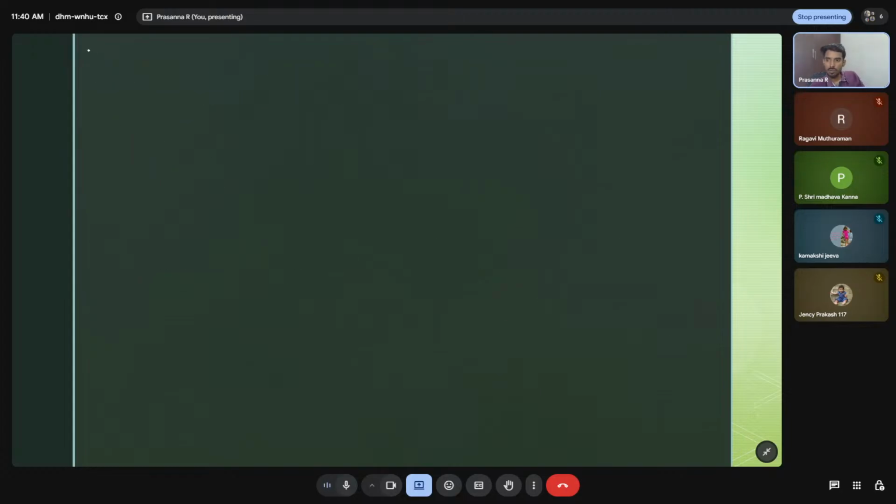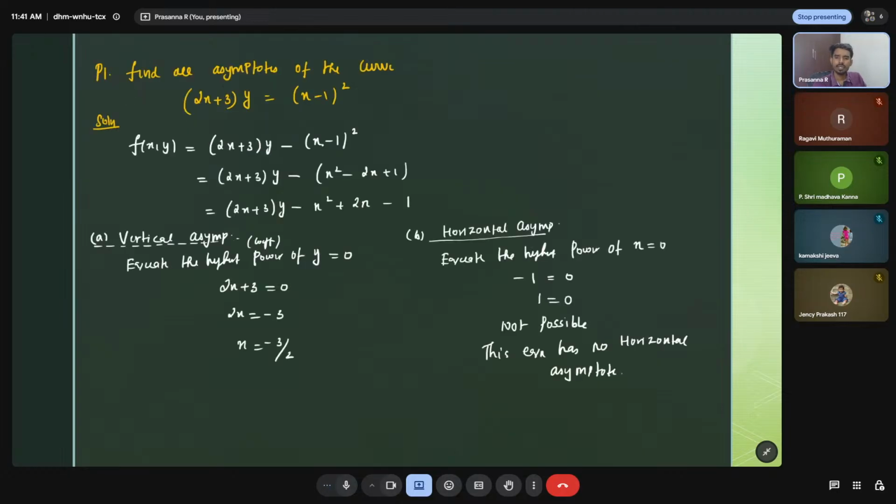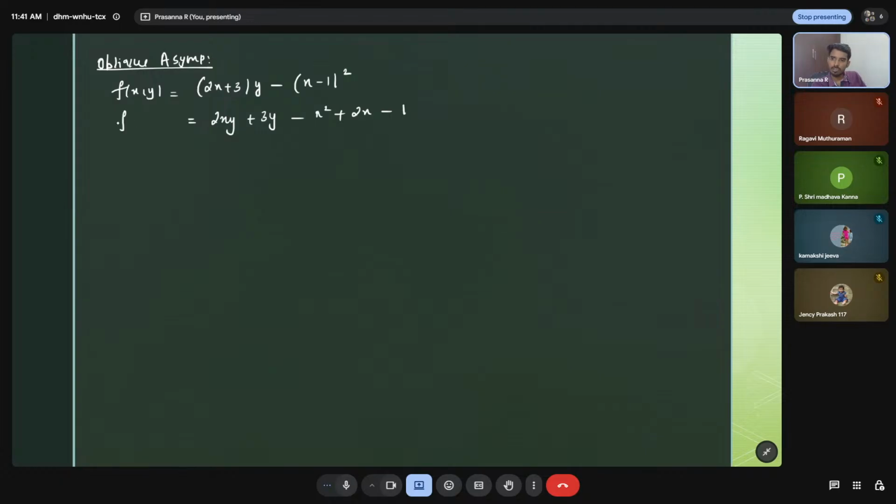Now we will find all oblique asymptotes. Right? So what is our function f of x comma y? It is 2x plus 3 times y minus x minus 1 whole square. So we have 2xy plus 3y minus x square plus 2x minus 1, right? So this is our phi of x comma y. It is of degree 2. Highest degree is 2 because this term is degree 2, this is degree 1, this is degree 2, this is degree 1, and this is degree 0, the constant term.